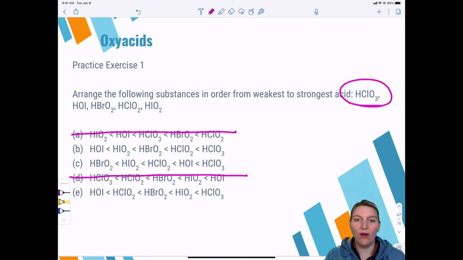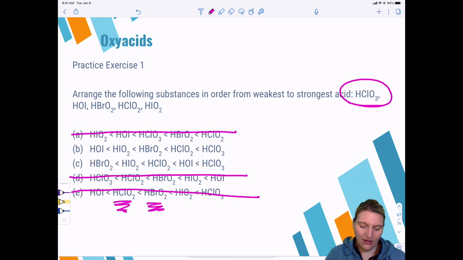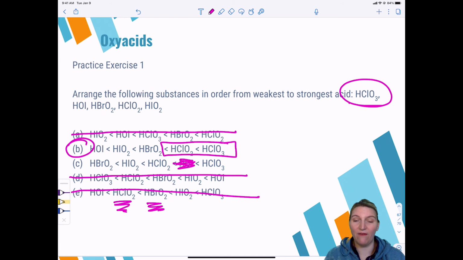Well, I know that when we're looking at oxy acids, the electronegativity of the central atom makes a difference. The more electronegative the central atom, the stronger it is. So the fact that this has HClO2 and then HBrO2, that shouldn't work, right? And same thing here with HI. I is the least electronegative of the halogens, so it's got to be B. Right? And this makes sense that chlorine is the most electronegative of the halogens. So they're going to be the two top. And then the one with more oxygen is the stronger acid.